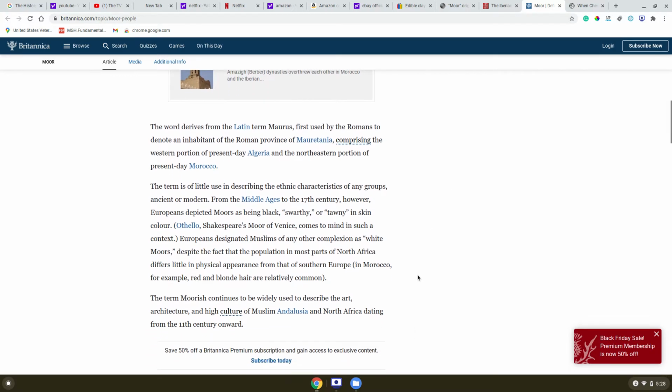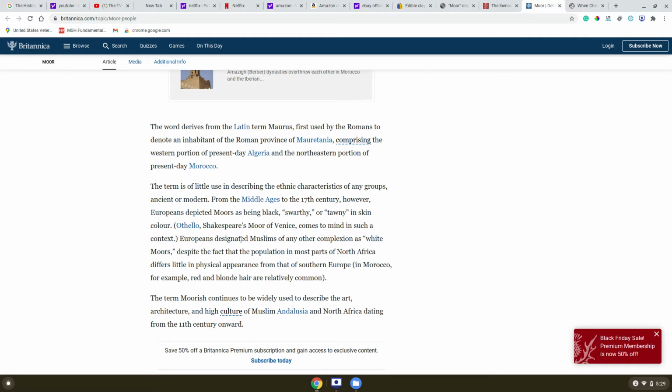The term is of little use in describing the ethnic characteristics of any groups. I'll say it again. The term is of little use in describing the ethnic characteristics of any groups, ancient or modern. From the Middle Ages to the 17th century, however, Europeans depicted Moors as being black, swarthy or tawny in skin color, like Othello, right?